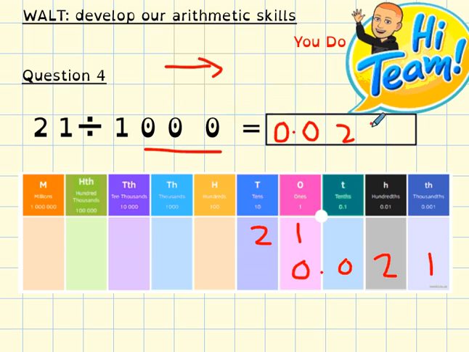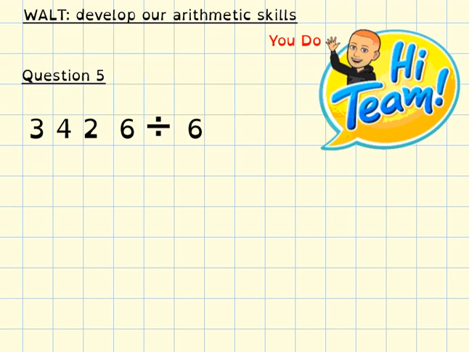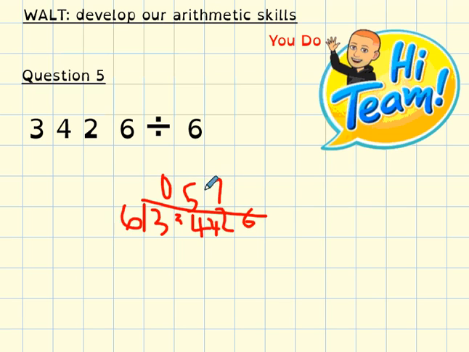Question 5, Bus Stop method for division. 3,426 divided by 6. Badly drawn line there. 6 into 3, 0, exchange the 3. 6s into 34. Well, 5 lots of 6 make 30, with 4 to exchange. 6s into 42. 6 times 7 is 42, 7 full groups. 6 into 6 is 1, so your final answer is 571 without remainder.